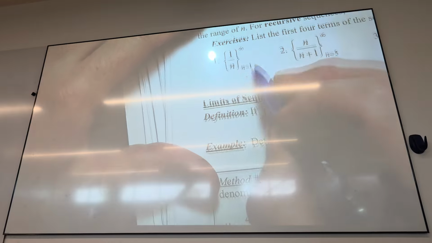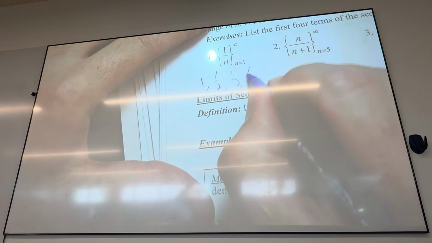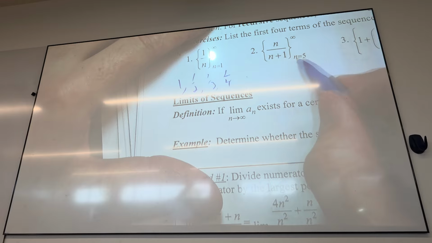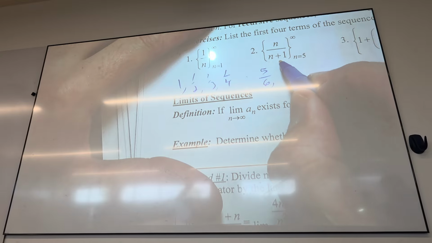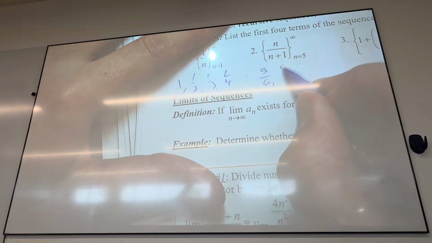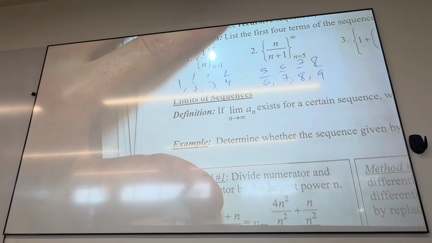So this is easy. We basically already did this one, yes? So 1, 1/2, 1/3, 1/4. This one, start at 5, so the first term would be 5, 6, and it's just that the bottom is always one more than the top, right? So you don't actually have to plug anything in. You just have to keep going up by 1 each time. How's that?